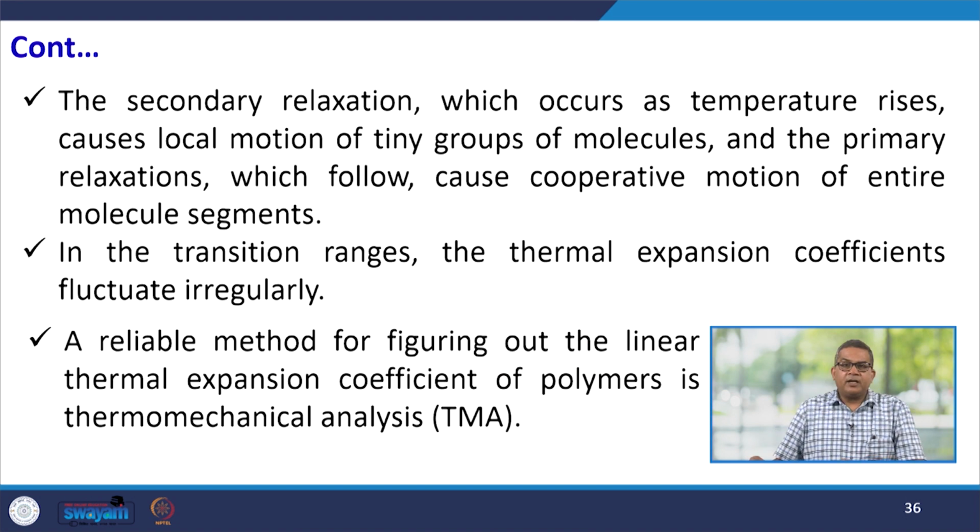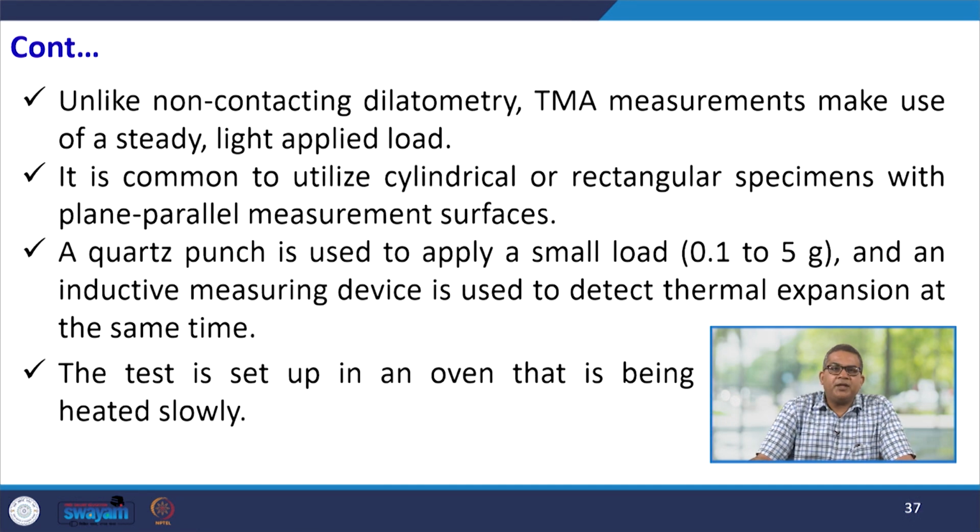Now, the secondary relaxation which occurs as temperature rises causes local motion of tiny groups of molecules, and the primary relaxation which follows causes the cooperative motion of entire molecule segments. In the transition ranges, the thermal expansion coefficient fluctuates irregularly. A reliable method for figuring out the linear thermal expansion coefficient of a polymer is thermomechanical analysis, or TMA.